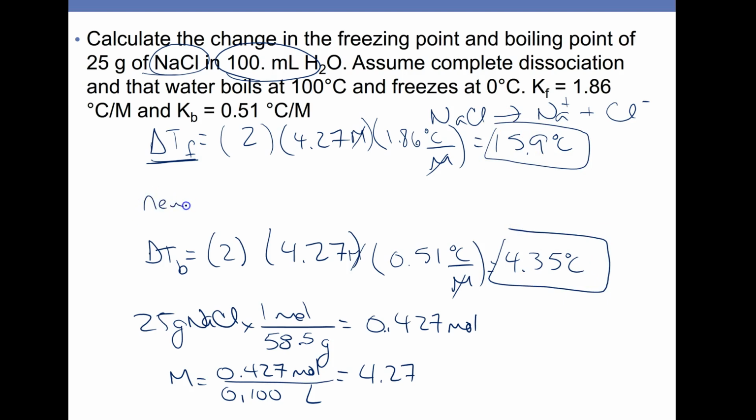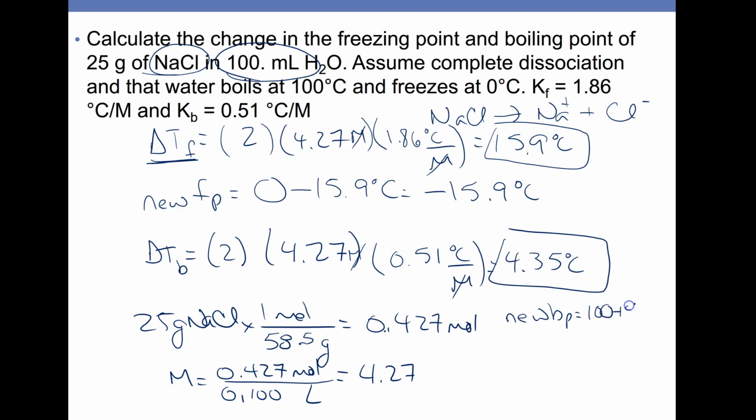If I asked for the new freezing point, what I would recognize is that water normally freezes at 0, and it's going to drop by 15 degrees. So since it normally freezes at 0, the new freezing point would be negative 15.9 degrees. And if it normally boils at 100, boiling point goes up. So I'm going to add the boiling point change. I get 104.35. Didn't ask for that in the problem, but that is potentially going to be a question.